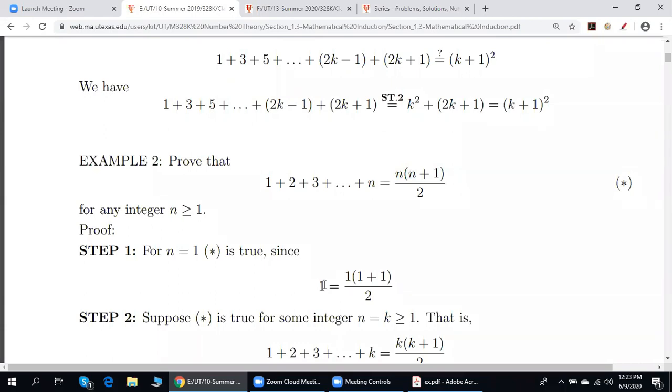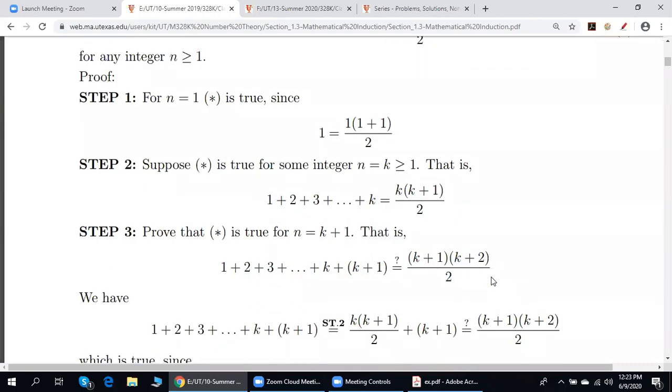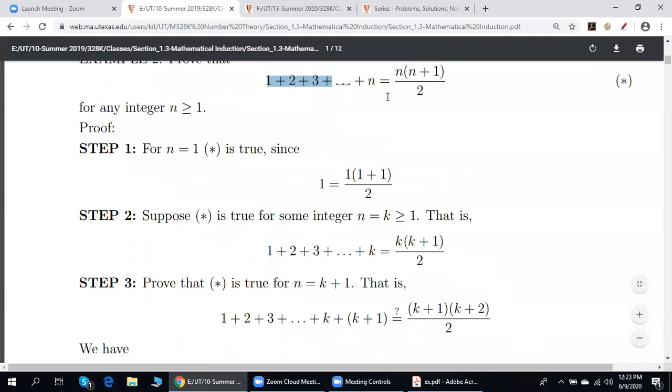Step 2. Suppose this is true for some integer n is equal to k, where k is greater or equal to 1. That is this. So once again, it's easy to come up with this expression. We just replace n by k here, here, and here. Done. Step 3, we prove that this is true for n is equal to k plus 1.